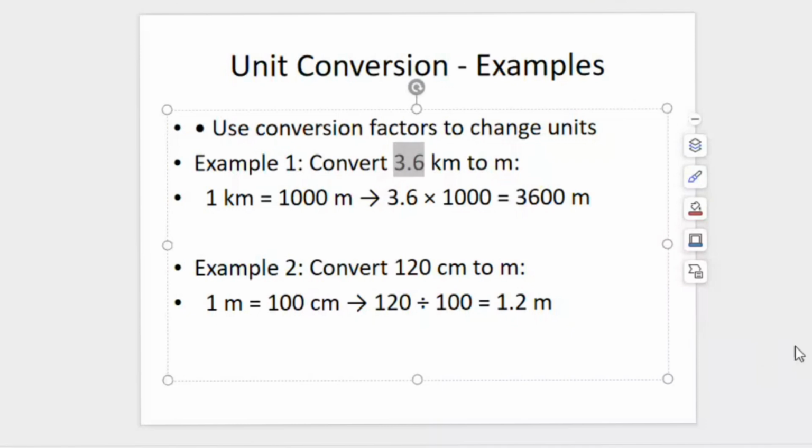The question is, how many kilogram make 1 gram? How many decimeter make 1 meter? And how many millimeter make 1 meter?